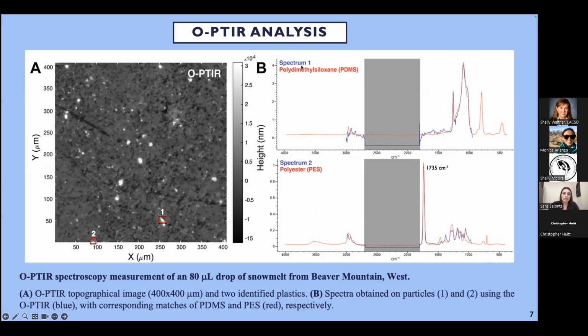And you can see here the spectra: the blue is the one that was collected using the OPTIR, and then the red is the matching PDMS and the polyester. I want to note that this peak right here, the 1735, is a really strong peak that was used in order to identify potential plastics in the AFMIR analysis.